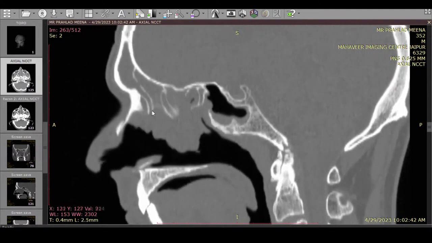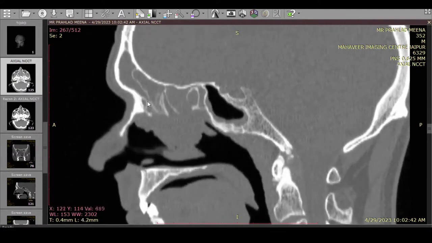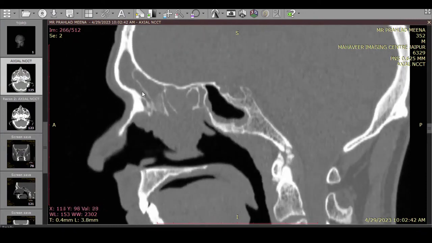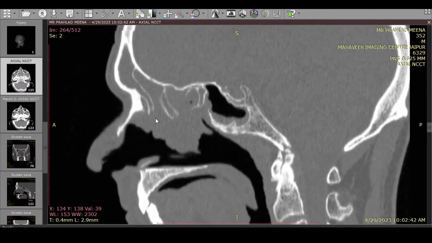Now see, what is there anteriorly? This is a small agger nasi cell. And this is the frontal drainage pathway, between these two cells. So it is compromised by the big frontobullar cell behind and the small agger nasi cell anteriorly. The culprit is this cell.